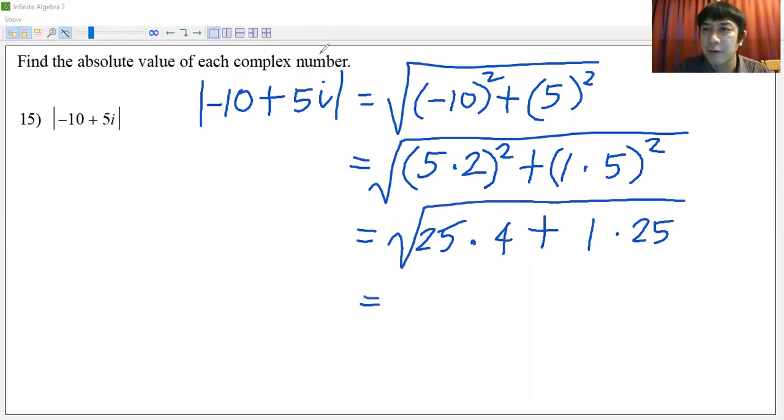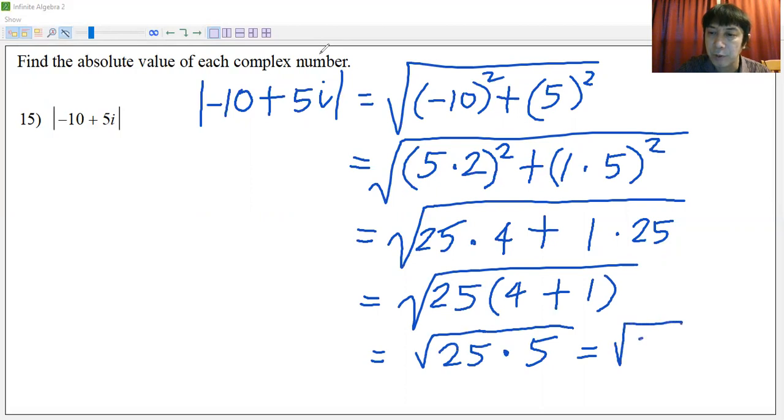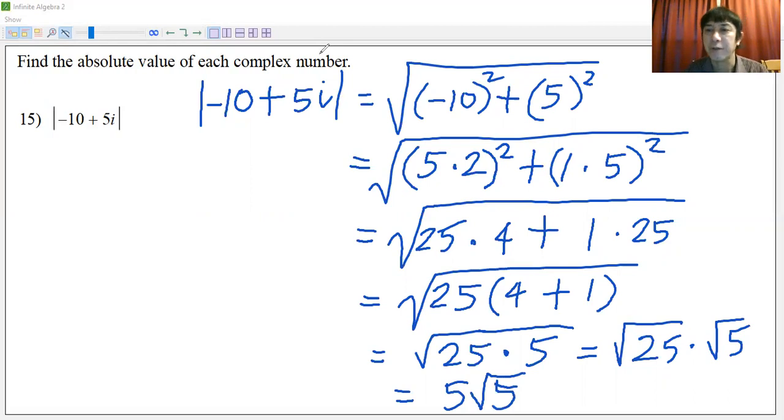Factor out now the common number 25, like this. When you do that, the remaining two numbers will be the 4 plus 1. And this will now be square root of 25 times 5. We can now split this into square root of 25 times square root of 5. And finally, our answer is 5 square root of 5.